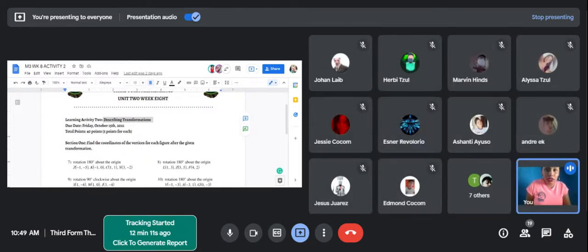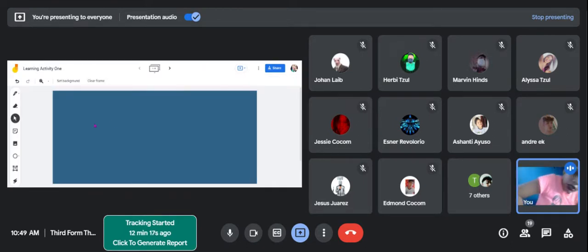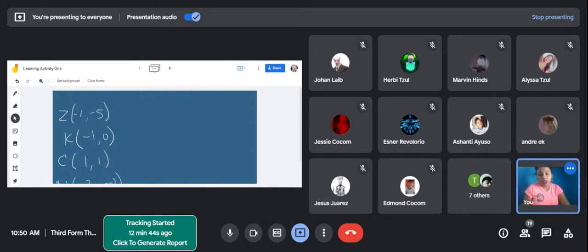Okay, right here. So now, if we take a look at the first question that is given to us, it has 4 points. So you have point Z, which is (-1, -5). You have point K, which is (-1, 0). You have point C, which is (1, 1). And then you have point N, which is (3, -2). So these are the first ones, and they're asking you to do this under a rotation of 180 degrees.